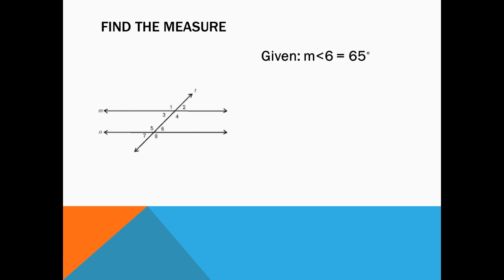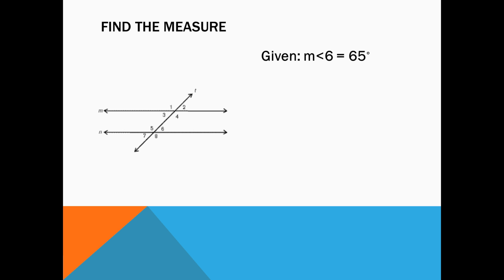We want to identify in the figure below same side interior angles. So we're looking first on the left hand side of the transversal, and in between the line M and the line N we see 3 and 5 that are same side interior angles. And then if we look on the right hand side, again on the inside, 4 and 6 are the two angles. We are given that the measure of angle 6 is equal to 65 degrees. So we want to find the measure of angle 4.